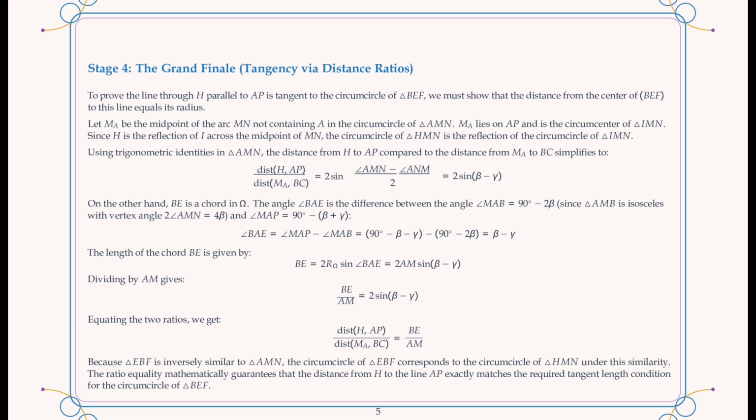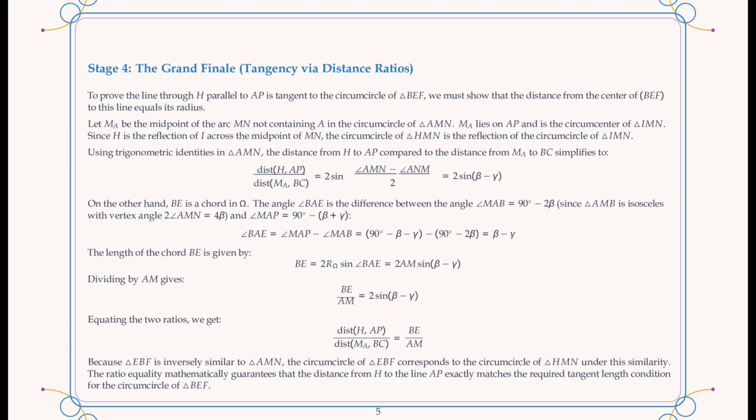Page 5, Stage 4. Narration. Stage 4, the grand finale, tangency via distance ratios. To prove the line through H parallel to AP is tangent to the circumcircle of triangle BEF, we must show that the distance from the center of the circle BEF to this line equals its radius.